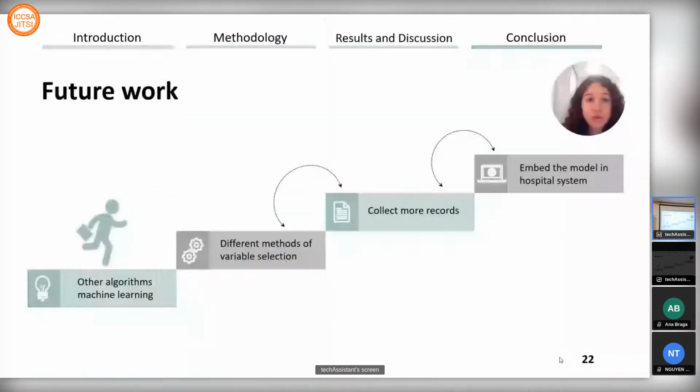From a future work perspective, other machine learning algorithms can be implemented in a multi-categorical and nuanced context, such as random forest and other variable selection methods. But the most essential thing is to collect more records for the subtypes, and it would also be advantageous to incorporate them into the hospital system to automate the process.